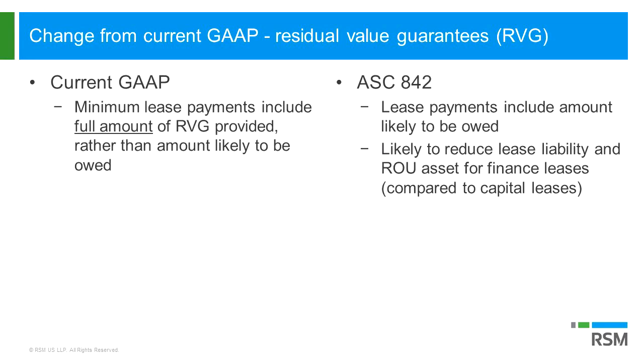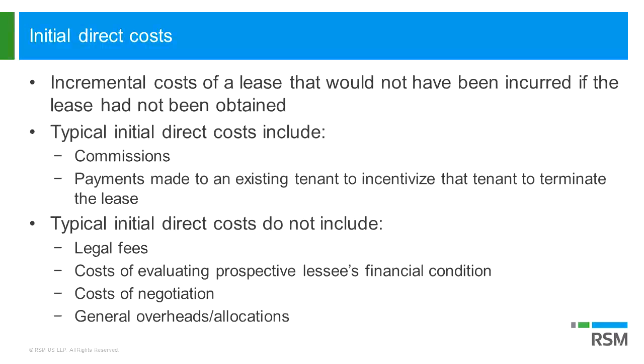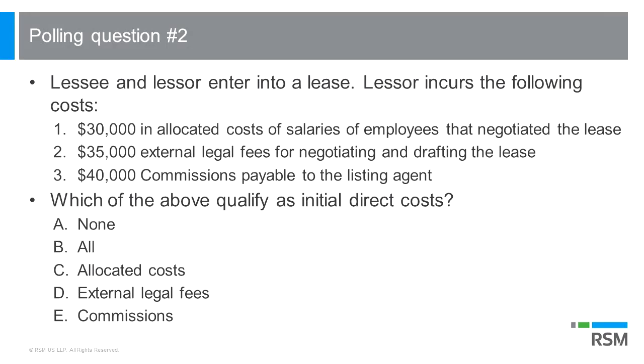Polling question number 2. Lessee and lessor enter into a lease. Lessor incurs the following costs: $30,000 in allocated costs of salaries, $35,000 external legal fees negotiating and drafting a lease, $40,000 of commissions payable. Which of the above qualify as initial direct costs?